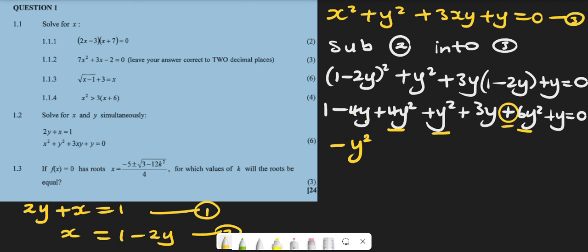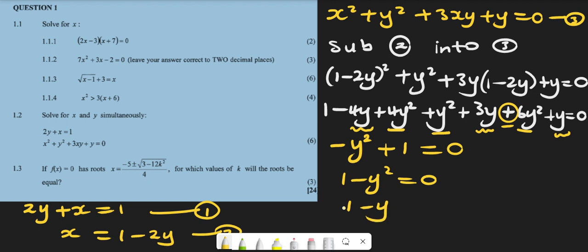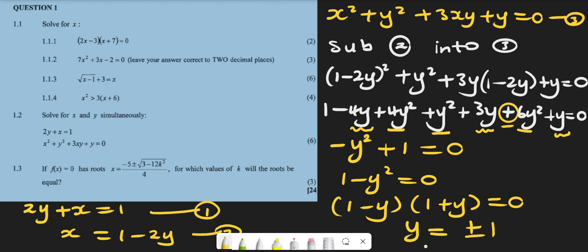And then moving on from here, I'll pick these as the like terms, and they are going to eliminate each other, but I'm going to remain with the constant, which is 1, and equate it to 0. And then I can see that I have a difference of two squares. So that can be factored by saying 1 minus y multiplied by 1 plus y equals 0, which means the solution for y is going to be plus or minus 1.